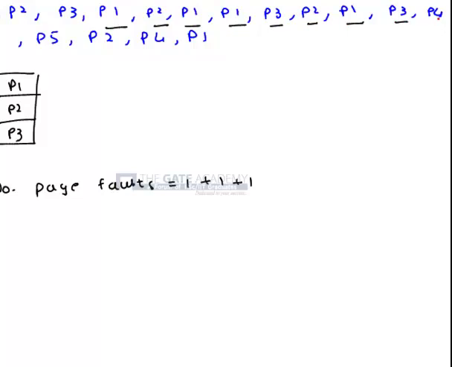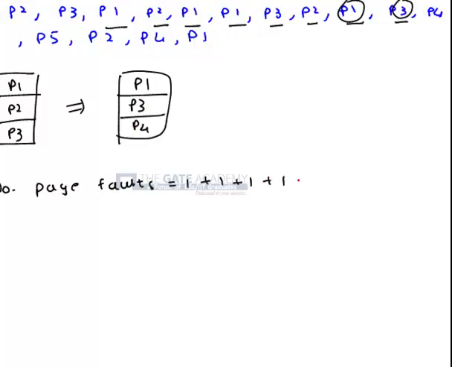Now P4 is not there, so we'll replace P2 by P4, as P3 and P1 are recently used. And we'll increment the number of page faults. Now P1 is there, P5 is not there, so we replace P3 by P5. And we increment the page fault.